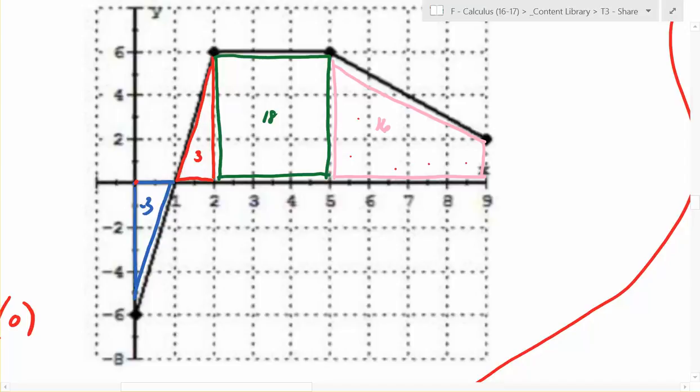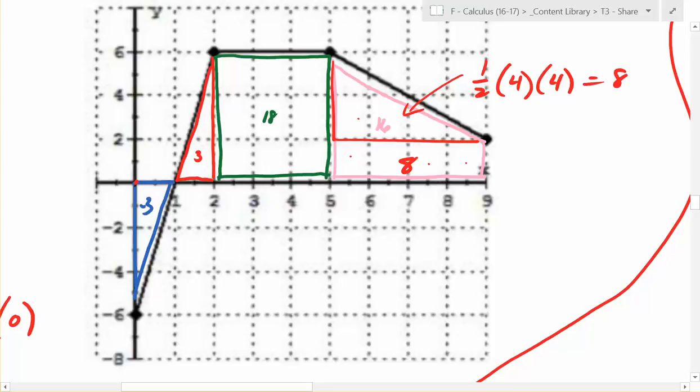Yes, David. But that one you can just do, there is 1/2 times 4 times 4, right? Base times height, so it's 8 again. So the whole thing is, yeah, sure. You can also do a trapezoid. It's a trapezoid if you look at it sideways.